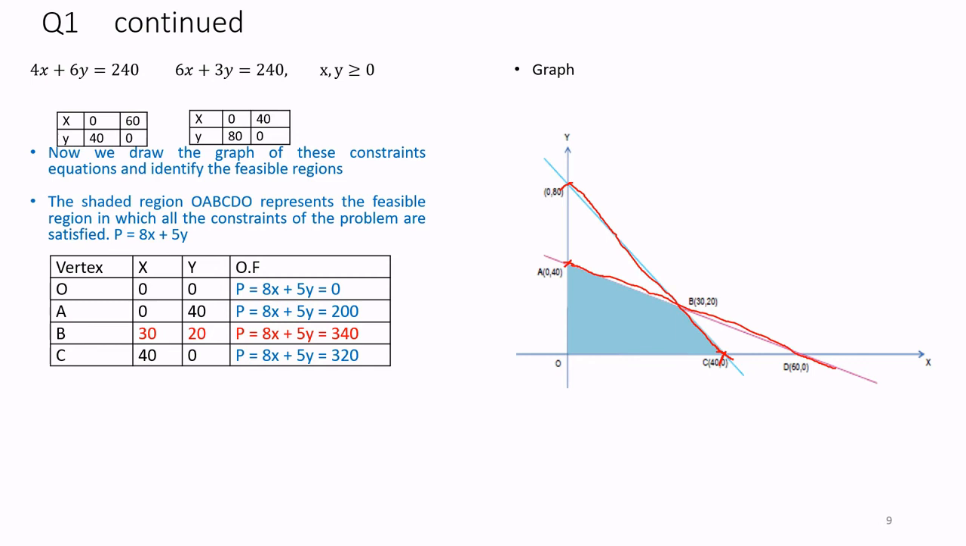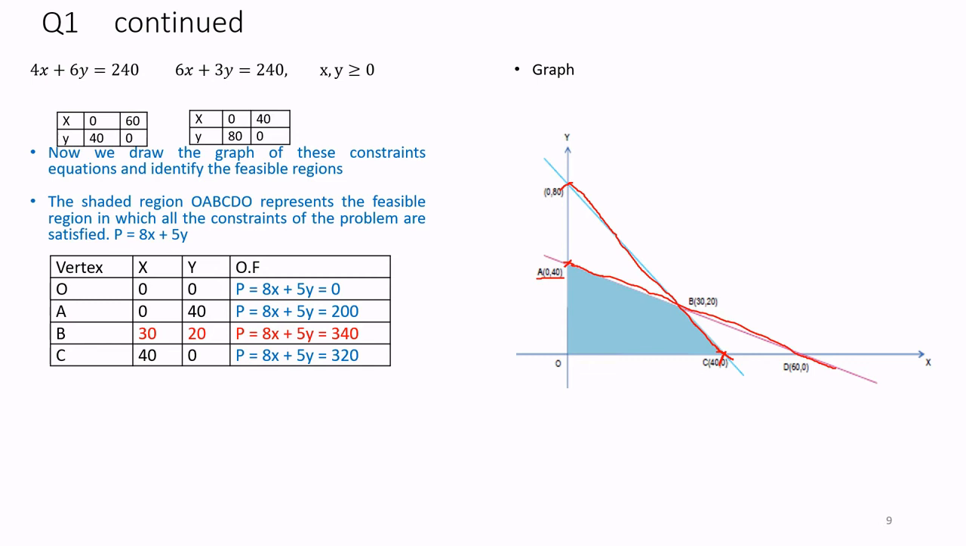So, point O is 0, 0, we know. Point A here is 0, 40. So these values, 0 and 40, are written there. And for point B, it is 30 and 20. So we have written 30 and 20 here. And for point C, the coordinates are 40 and 0. Now, the objective function is 8x plus 5y. We will calculate the objective function for these values.